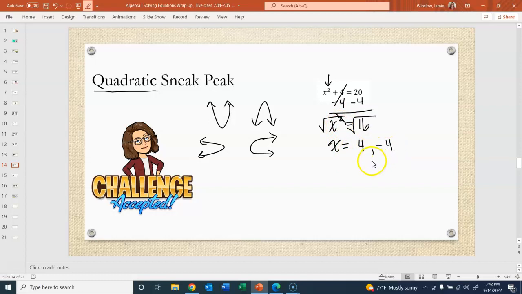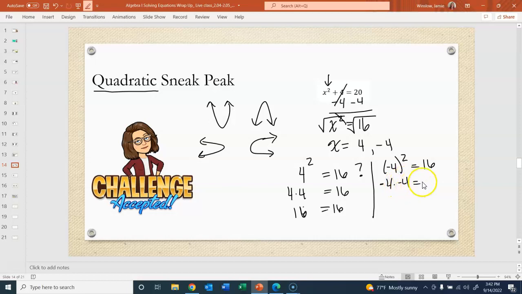And that's because, well, look, we can plug it in. If we put in 4 squared, is that 16? 4 times 4 is 16. Yep, 4 times 4 is 16. All right, well, what if we plug in a negative 4? Is that 16? That means negative 4 times negative 4. And a negative times a negative is a positive 16. So that's why whenever you have a squared, you get a positive and a negative solution.